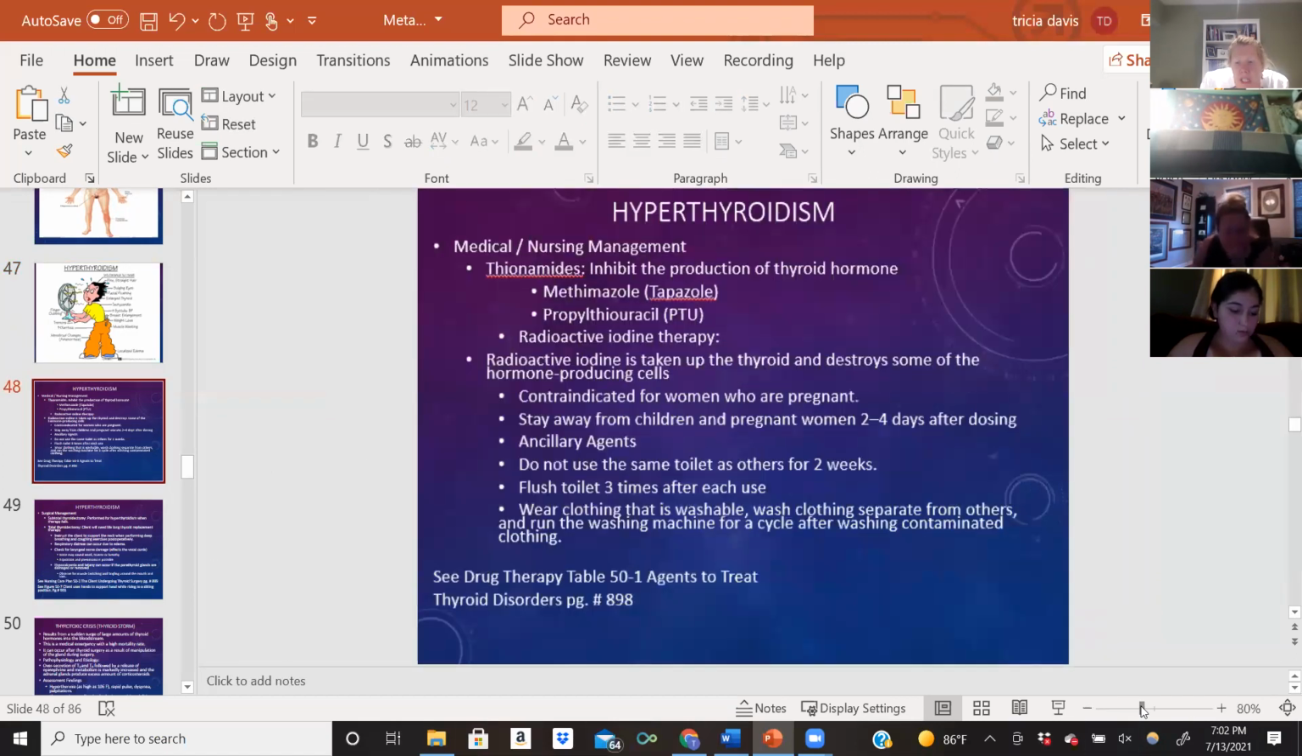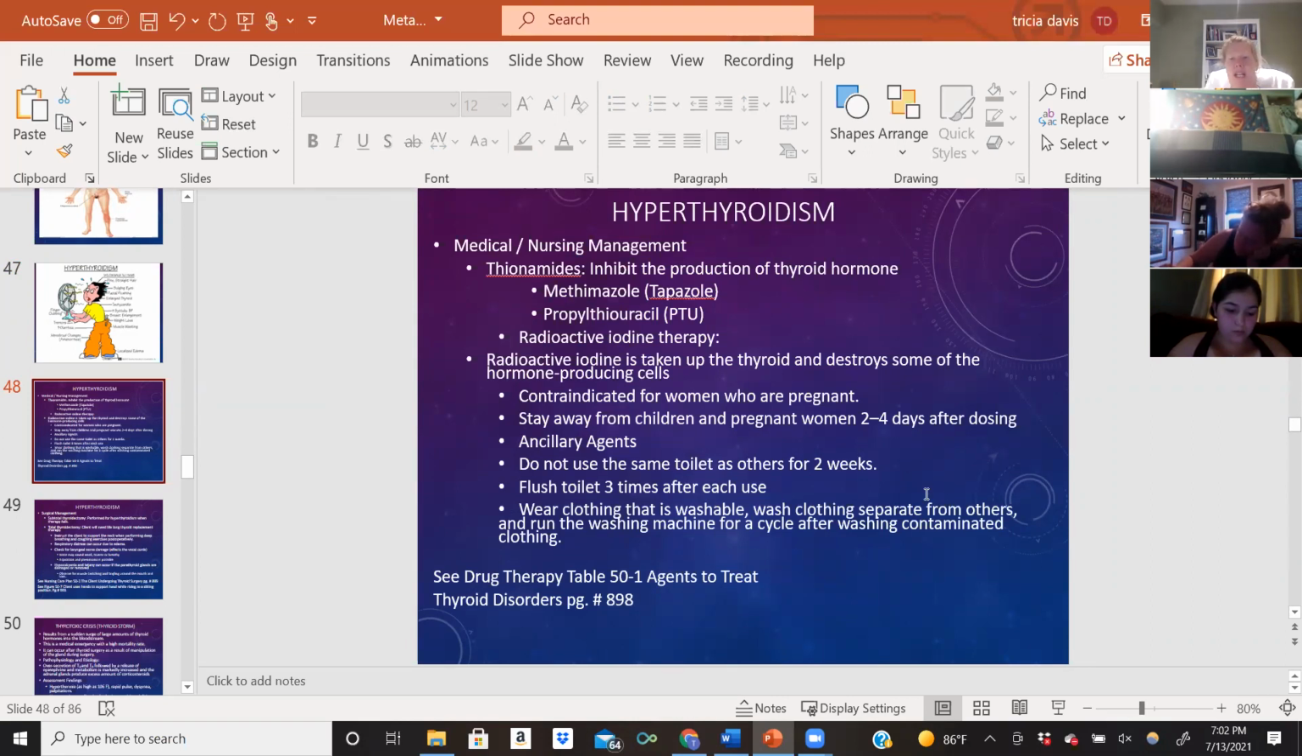So how do we treat hyperthyroidism? So we can give thionamides. Thionamides work to inhibit the production of the thyroid hormone. So the two that we mainly see are Tapazole or PTU. We can also give radioactive iodine therapy.